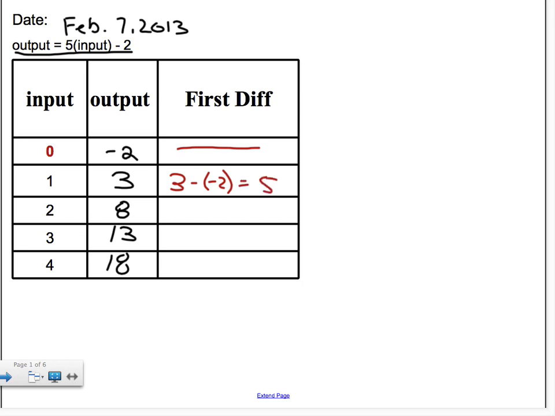So we get 5, here's 8 minus 3, 13 minus 8, and 18 minus 13.